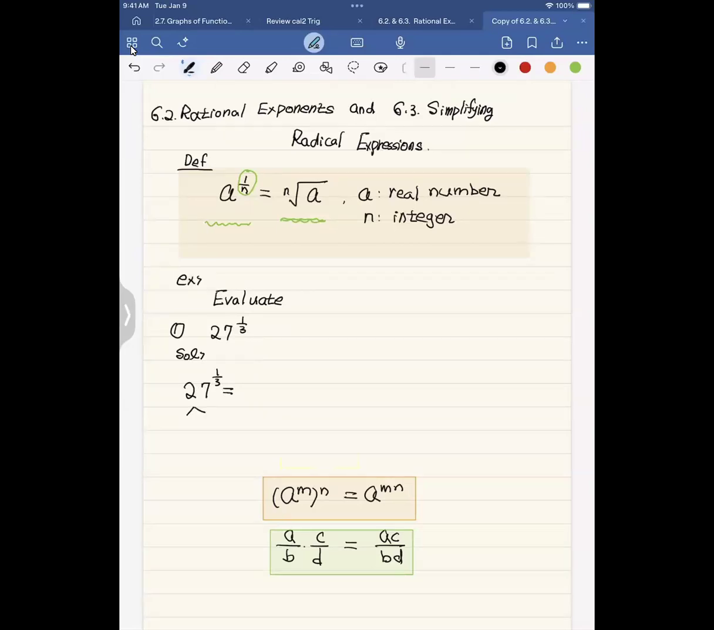27 is 3 times 9, and 9 is 3 times 3, so 27 can be written as 3 cubed, and we have 1/3 power here. Then we can multiply the exponents together. 3 is 3 over 1, and 3 appears in the numerator and denominator, so they cancel each other. So that becomes 3 to the 1 power, which is 3.